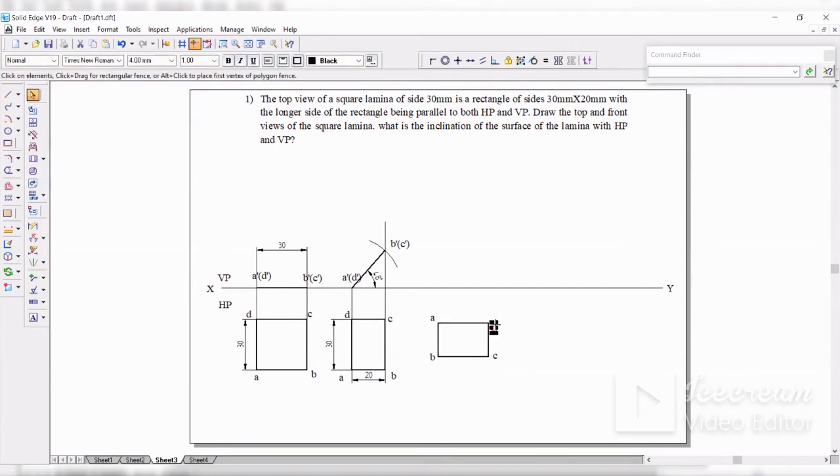Now, deleted like this. See now AD, which was parallel to HP, is now parallel to VP as well. So this condition is satisfied. Now let me draw the front view of this. Take the length above and draw lines above. Now here as well, from here as well, I will get the point.